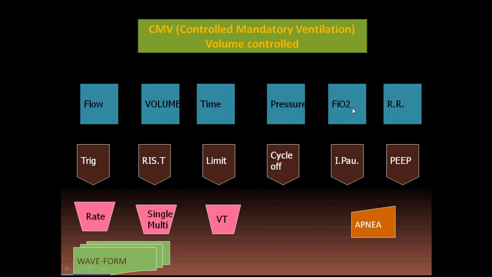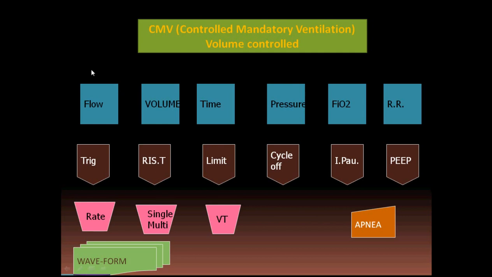So this will be an alarm. FiO2 for sure, and how frequent per minute, this is the respiratory rate. When it comes to the triggering, this is controlled. The patient is paralyzed. The patient does not take his breaths. There is no spontaneous breathing. The patient is paralyzed or under muscle relaxant. So the triggering will be time.